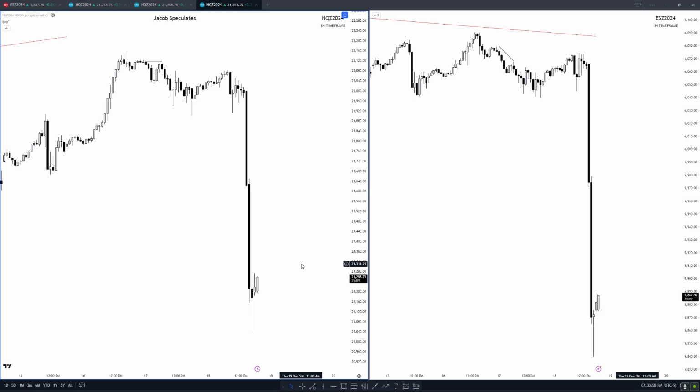Which R did you get from the short? Oh man. Can't say too much.